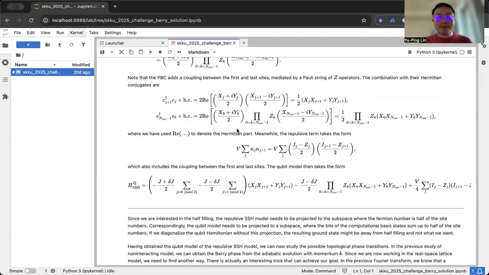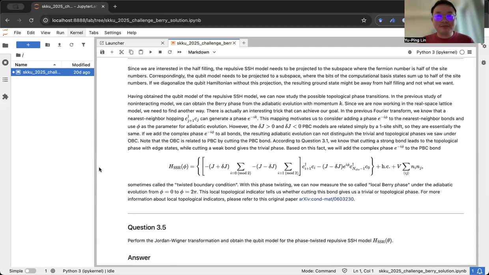Meanwhile, because we are using the periodic boundary condition, we will have a hopping between the first and the last sites, and we will still have the XX and YY couplings, but we will have a string of Pauli Z operators between the two sites. This occurs for the XX and YY couplings.